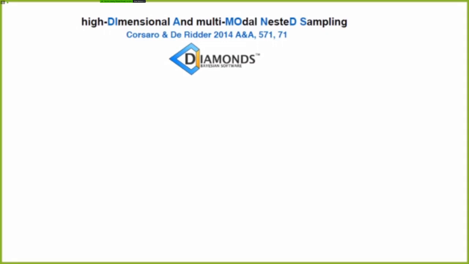Today I'm going to tell you about the Diamonds software, which is a Bayesian software, and Diamonds stands for High Dimensional and Multimodal Nested Sampling. It was published for the first time in Astronomy and Astrophysics in 2014 by Enrico Corsaro and Joris de Ridder from Leuven University. So, Diamonds is a C++11 code implementing nested sampling.